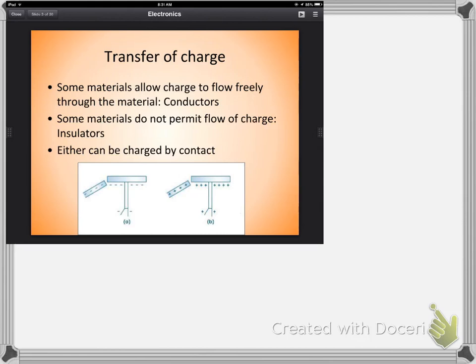So there are some materials that are really good at allowing charge to flow, which means that electrons flow freely onto or off of the material. Those are conductors. Name me a conductor. Okay, copper. Metals in general. And if you think back to chemistry, why do metals permit free flow of electrons? Why?